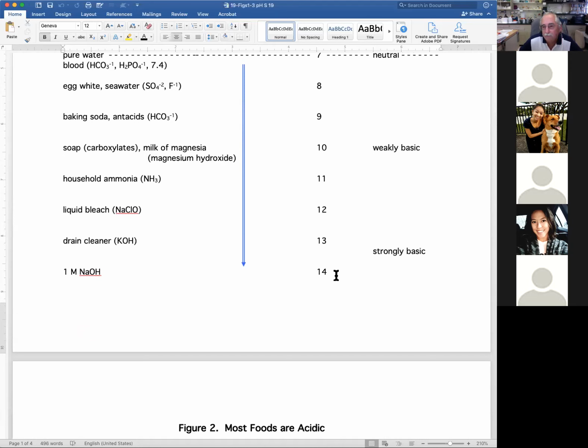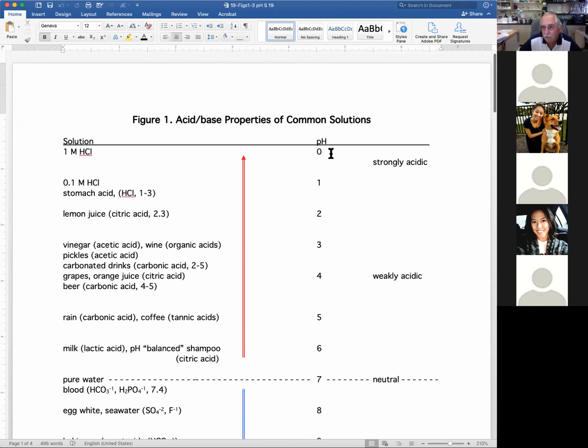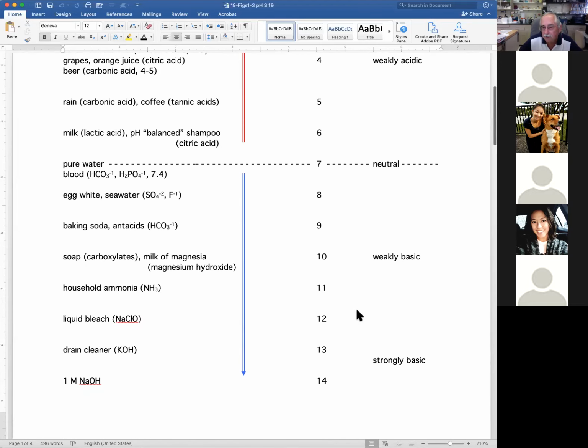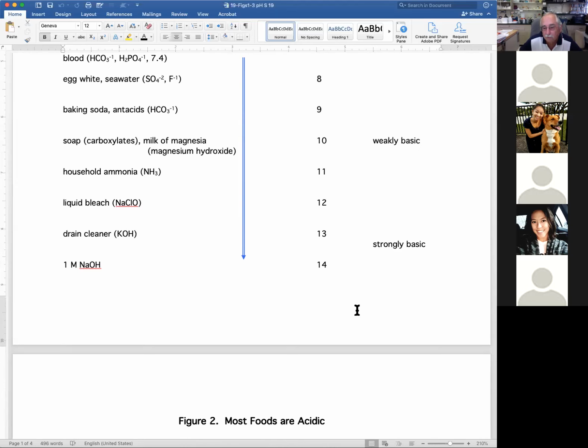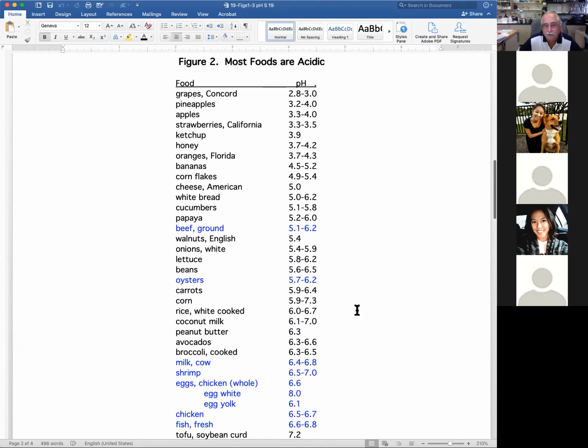Most people think that pH varies between 1 and 14, but the pH can even be a negative number. pH is simply a logarithmic scale, so whatever number you put in there, it just obeys the mathematics. And here's something interesting. I thought I would apply this to foods. Look at all these acidic foods. Most foods are acidic.